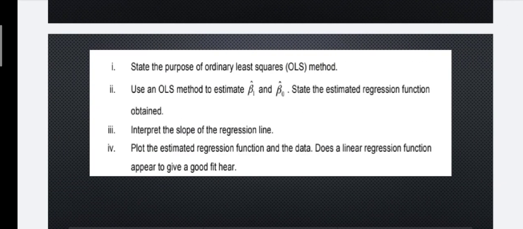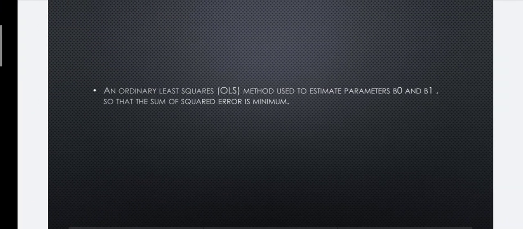So from the data, we can answer all these questions. First of all, state the purpose of the OLS method. Like I said before, why do we use the OLS method? When we use the OLS method, it is used to estimate the parameters so that the sum of square error is minimum. We will get the minimum error, which is the deviation between y and y hat, so the error will also be less.